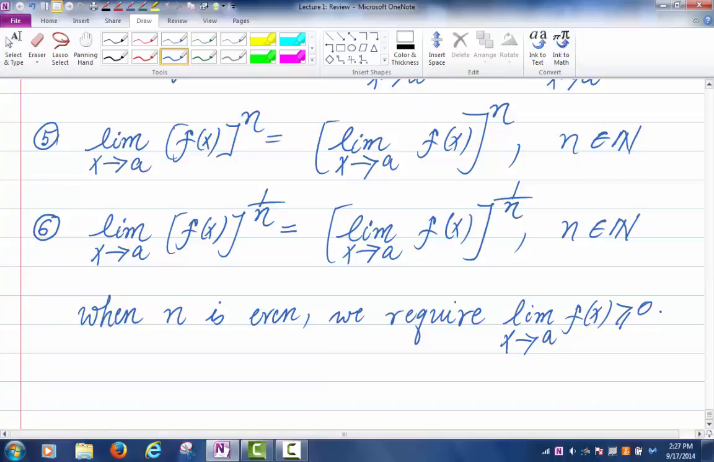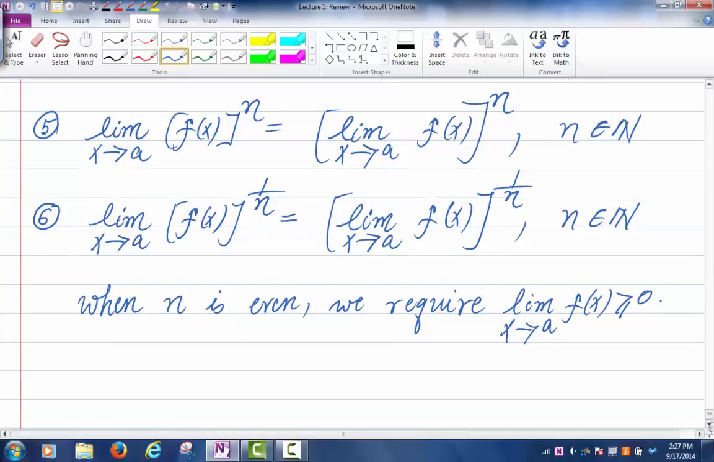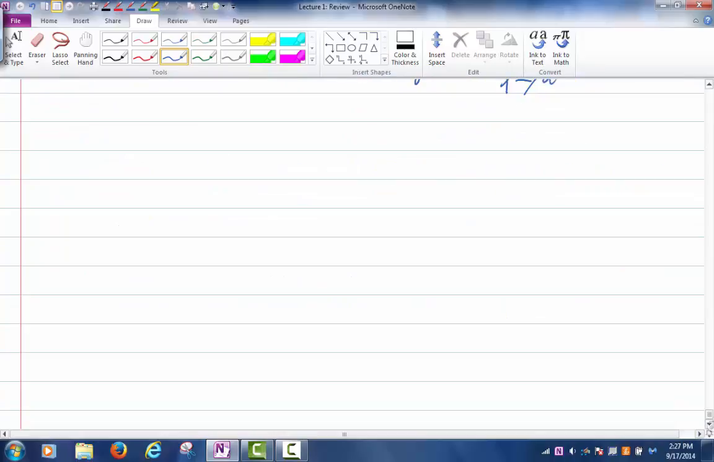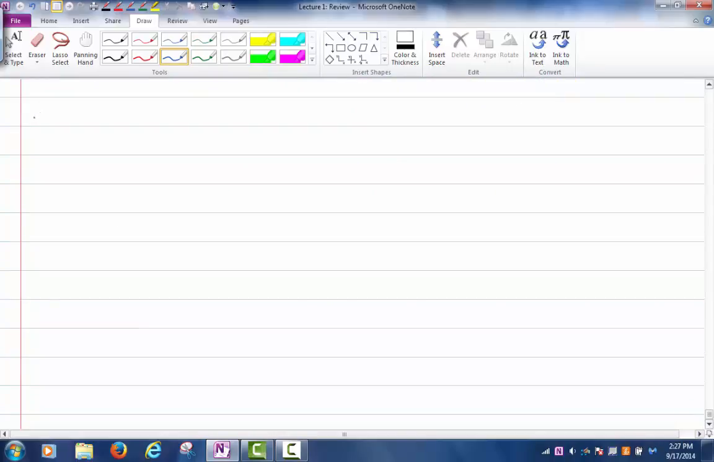Okay, so these are the limit rules, and what I'm going to show you now is that these limit rules will allow us to compute the limit of a polynomial function very, very easily. So let's see how. So here is an example. Let's say you are taking the limit as x goes to 5 of 2x squared minus 3x plus 4.